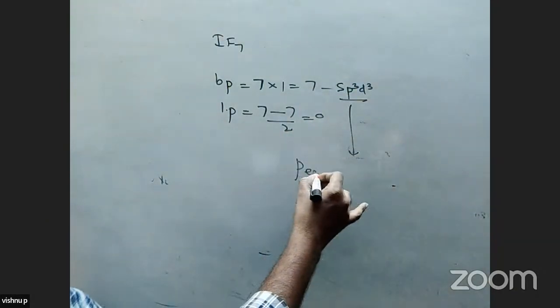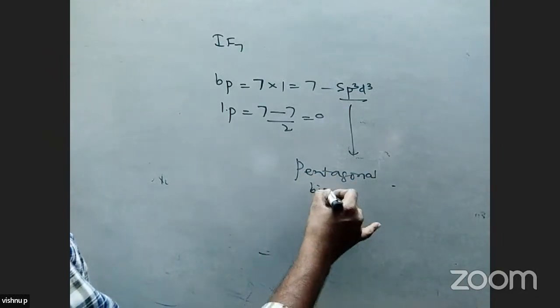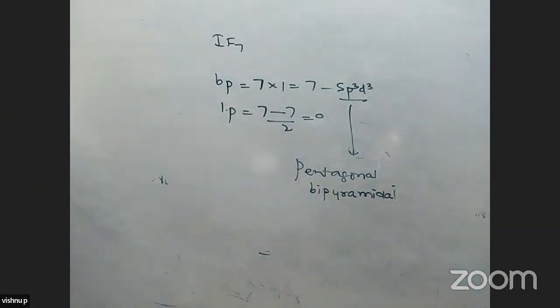What is the structure of the molecule? Pentagonal bipyramidal structure.